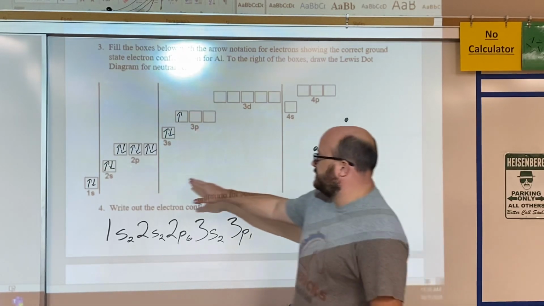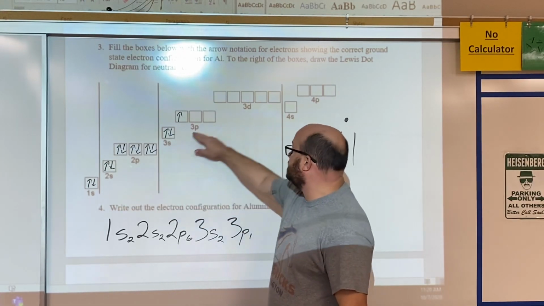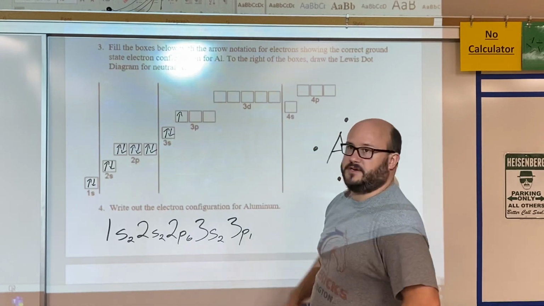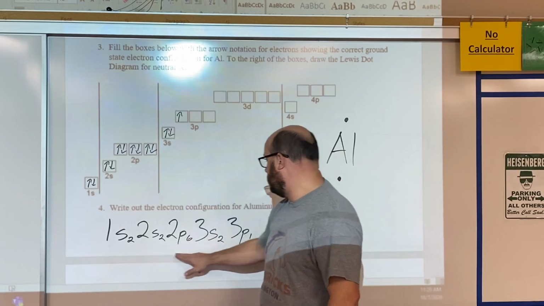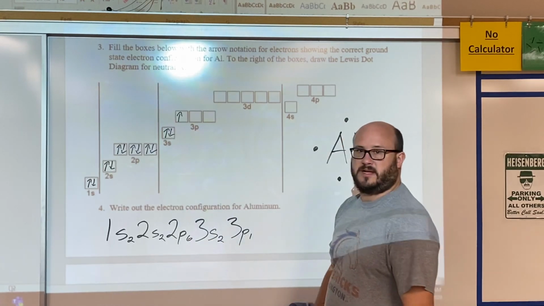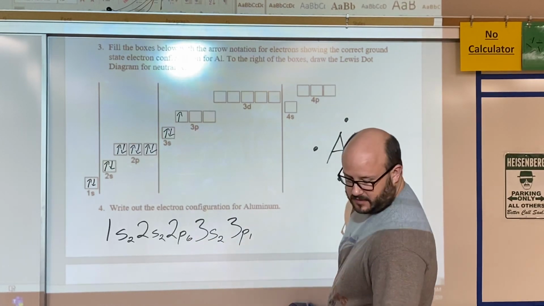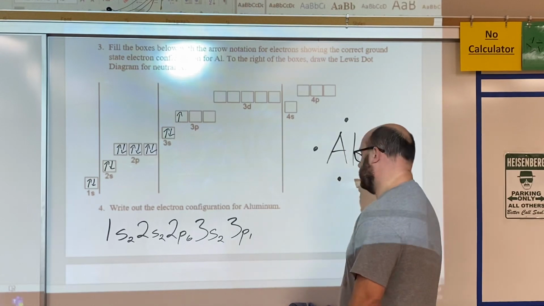So you want to fill up the diagram starting from the lowest to the highest energy. And then when you write it, same thing. Start with the lowest, go all the way. Don't skip any sublevels or any periods. Go straight in order.